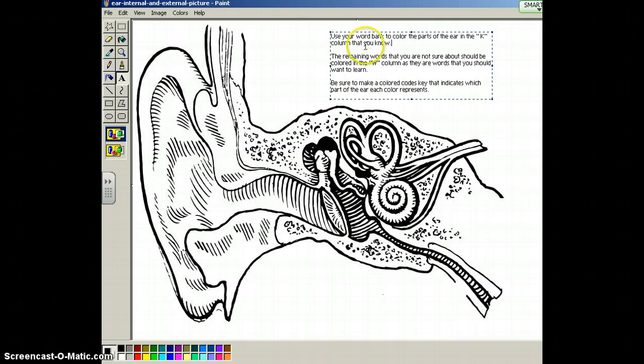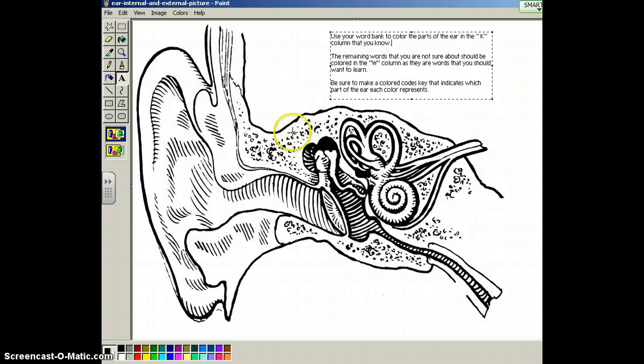They also needed to make a color-coded key that indicates which part of the ear each color represented. And then the remaining words that they were not sure about, they were supposed to color randomly in the W column because these are words that you want to learn.